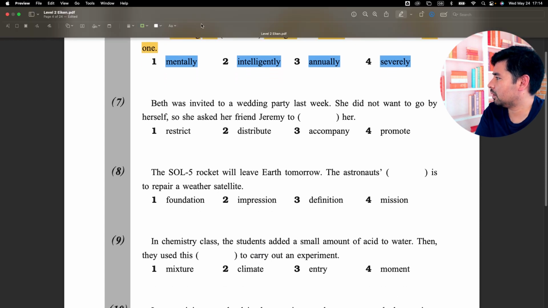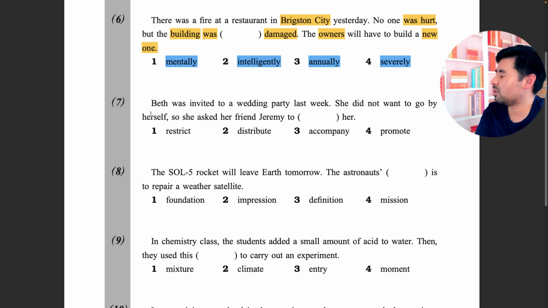What do we have here? Oh, Beth. Beth is a name, right? Beth, the girl, was invited to a wedding party last week. She did not want to go by herself. Important, by herself, which means alone. So she asked her friend Jeremy to do something with her. She was going to the party. And then she asked her friend Jeremy to what?